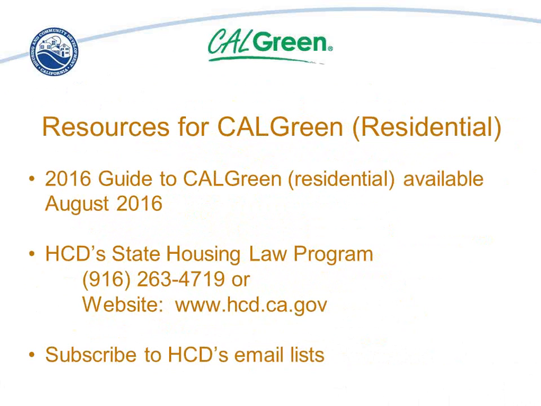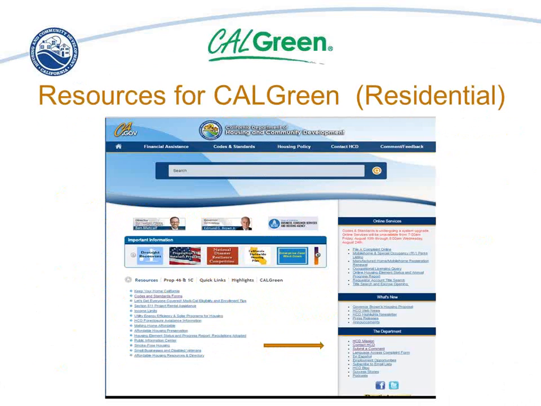That's our phone number for the HCD State Housing Law Program. You can reach Stoyan through that number. Our website is hcd.ca.gov. And then also to keep up with our activities as far as all of Title 24, including CALGreen, make sure you subscribe to our email list. And that's our website until it's changed again. But the email subscription should be at the very bottom right-hand corner.